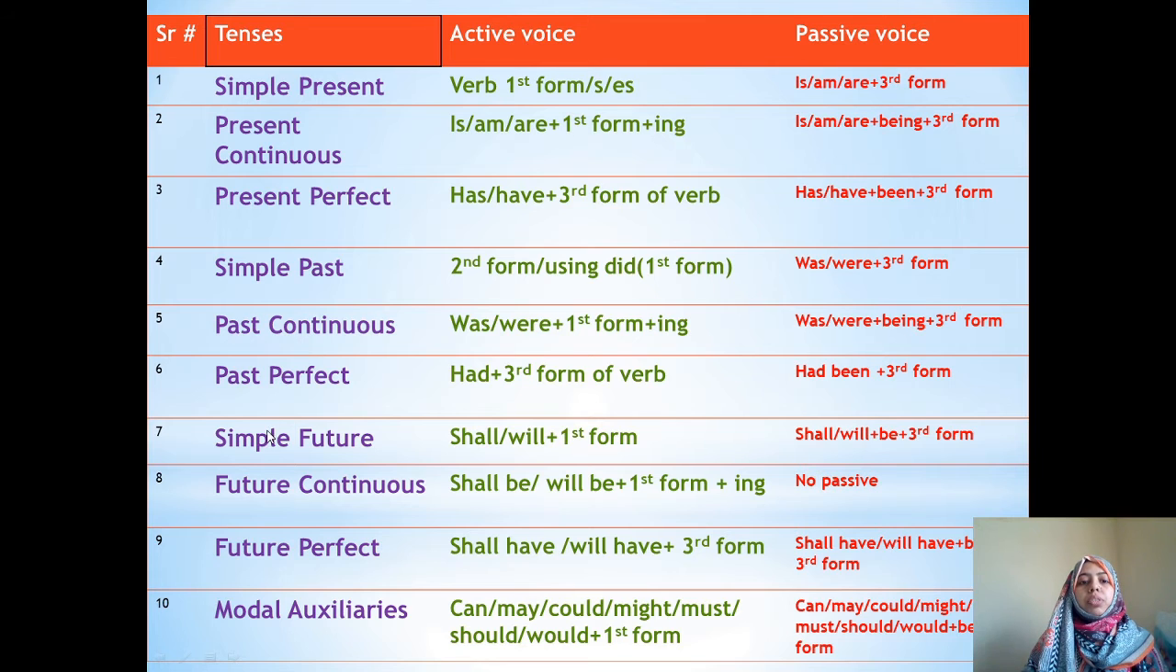Simple future: shall and will with first form, and when we change into passive we use shall be and will be with third form of verb. In future continuous: shall be, will be, first form plus ing, but there is no passive of future continuous tense. Future perfect: shall have, will have with third form, and we change into passive: shall have been, will have been with third form. Now here are modal auxiliary verbs: can, may, could, might, must, should, would with first form. And whenever we use these in passive, we use be with the third form of the verb.